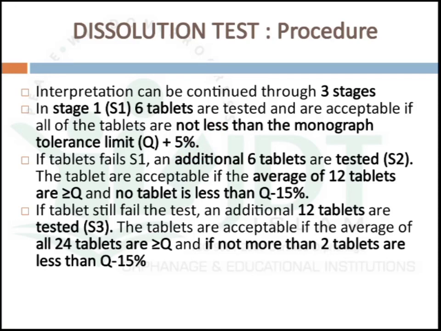If tablets fail in stage 1, an additional 6 tablets are tested, and then the tablet will be acceptable if the average of 12 tablets is greater than or equal to the tolerance limit and no tablet is less than tolerance limit minus 15%. So if again the tablet fails in stage 2, an additional 12 tablets are to be tested in stage 3. In this, the tablet will be acceptable if the average of all 24 tablets is greater than or equal to the tolerance limit Q, and if not more than 2 tablets are less than Q minus 15%.